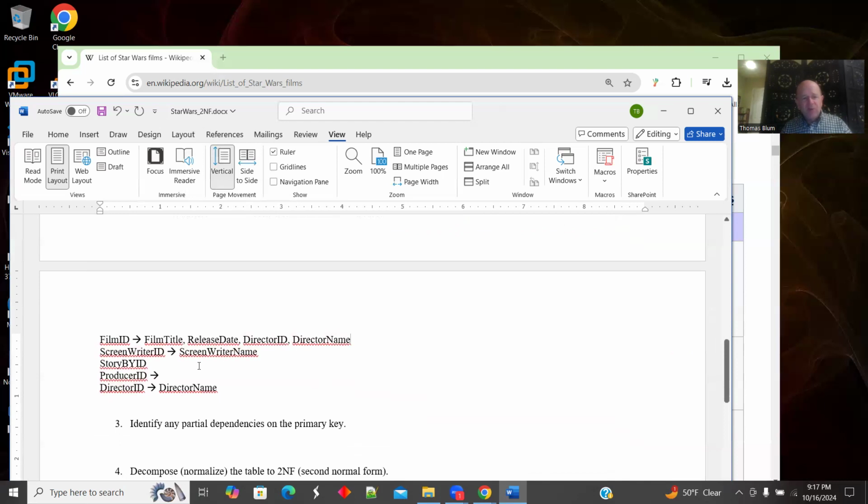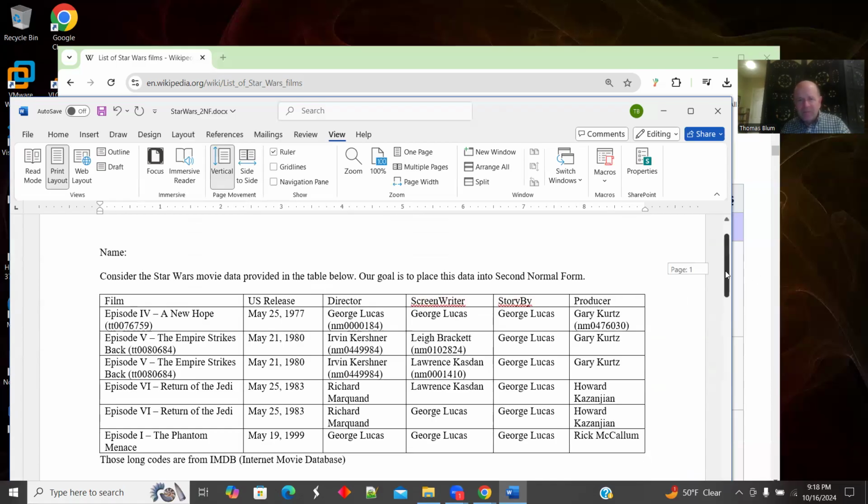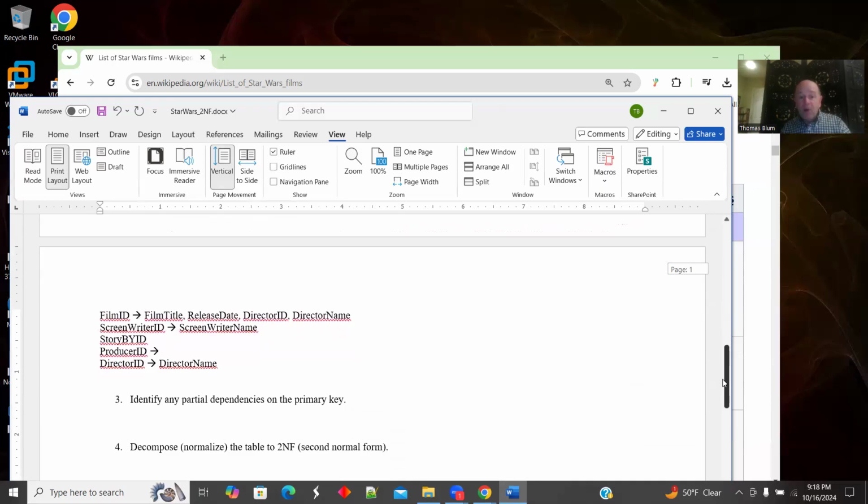So that's what we have in terms of our dependencies. Everything up here is sort of accounted for by something: producer, story by, screenwriter, director, release date, film. Okay. Then we start looking for partial dependencies.